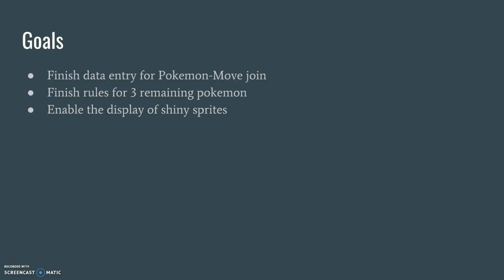And then finally, I decided that I want to enable the display of the shiny sprites. Basically, every Pokemon has 2 sprites, the standard sprite and the shiny sprite, which has different colors. I felt it was important to be able to display both of them so that they could be accurately represented by the application. All right, so those were my goals. We're going to hop over to the user-facing demo now.